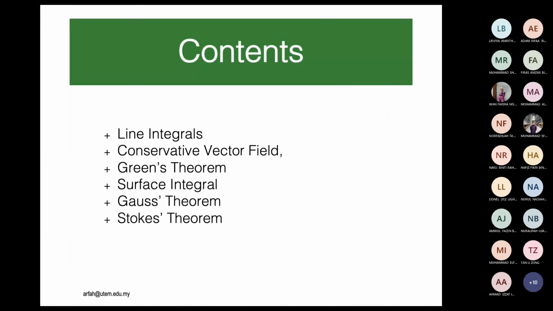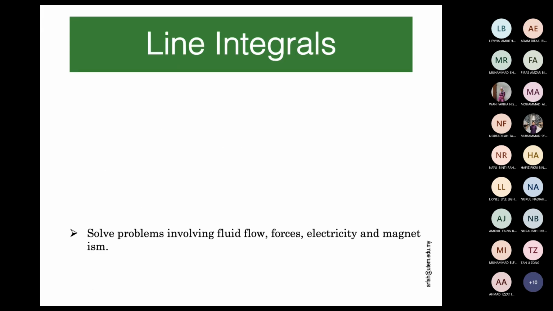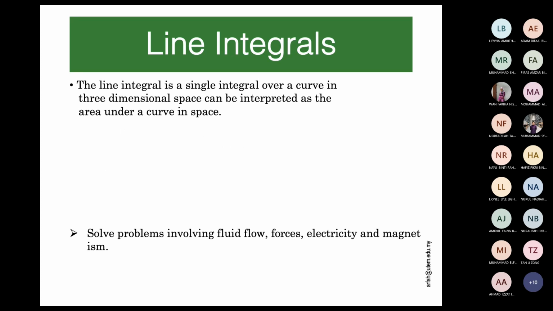So the contents are the line integral, the conservative vector fields, Green's theorem, the surface integral, the Gauss theorem, and also the Stokes theorem. So what does it mean by line integral? The line integral is a single integral over a curve in three-dimensional space, and it can be interpreted as the area under the curve in space.